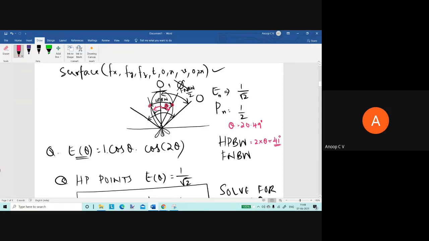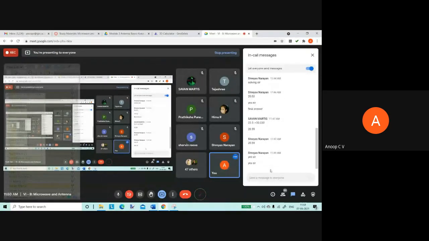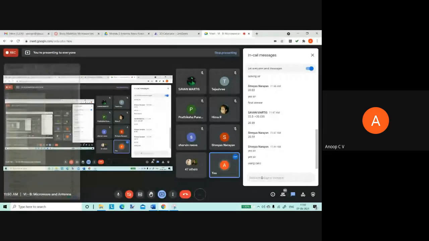So is it clear? Should I repeat it? Those who have solved using the calculator, can you give the answer? Shreyas, you told you were trying to solve using the calculator. Did you get an answer? What was the final answer? Is it somewhere near what we got using the iterative method? Can you type in the final answer? Is it 20.49 or 20.03? Using the calculator, what did you get?